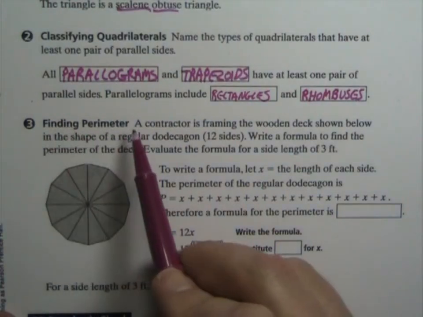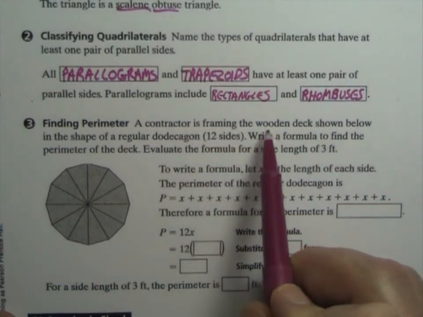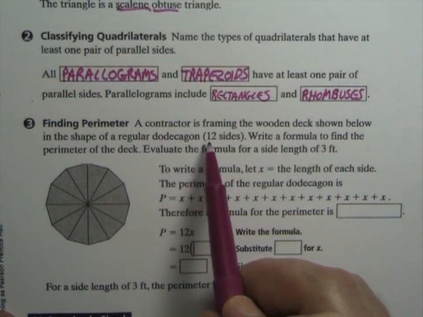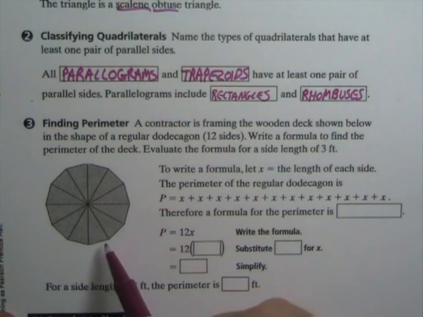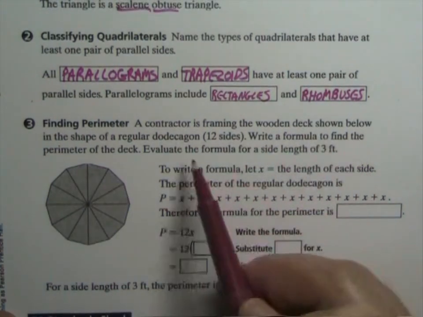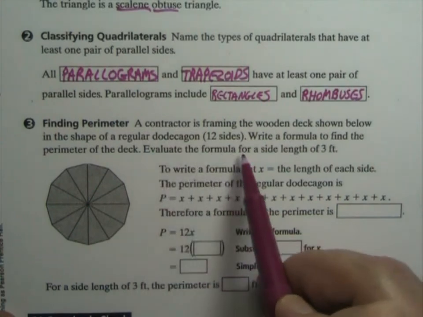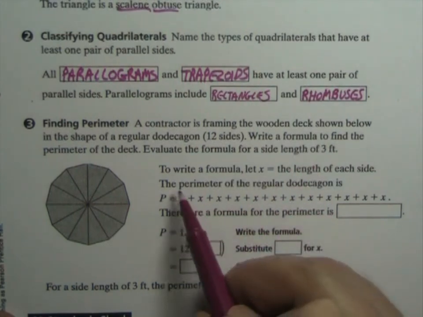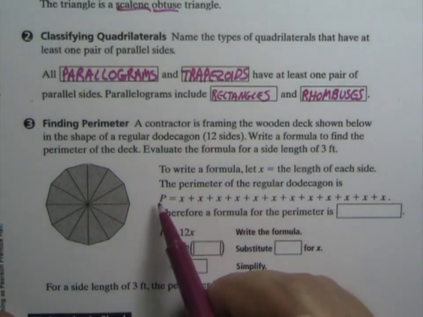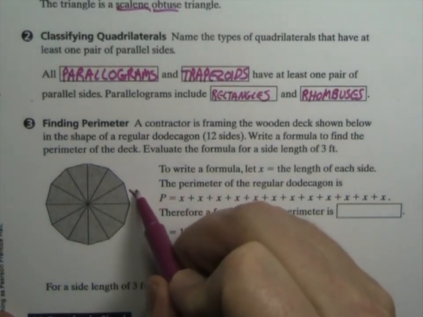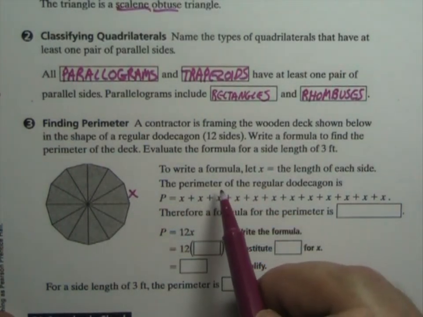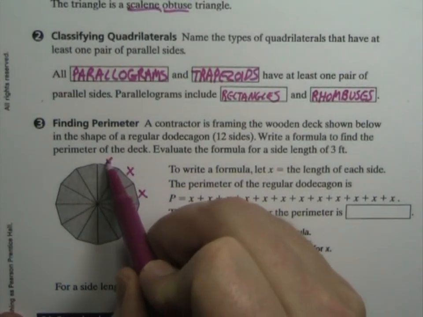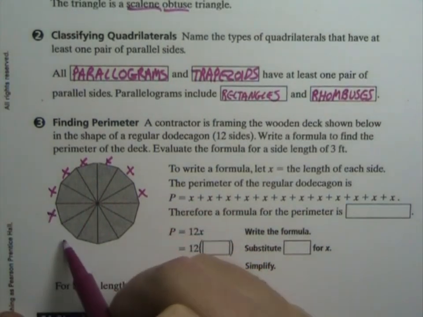Okay, example 3, finding perimeter. A contractor is framing the wooden deck shown below in the shape of a regular dodecagon. A dodecagon has 12 sides. Write a formula to find the perimeter of the deck. Evaluate the formula for a side length of 3 feet. So the perimeter of the regular dodecagon is P equals... In other words, each side has a length of x. It says let x equal the length of each side. So it's like having a whole bunch of x's here. Each side is that long.